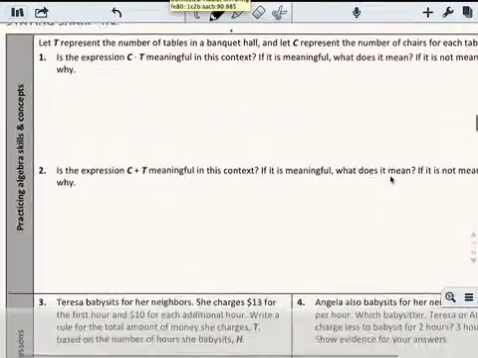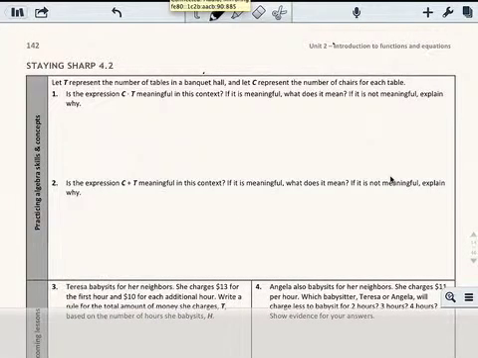Okay, let's look at our staying sharp. Let T represent the number of tables in a banquet hall. Oh man, we love these tables in a banquet hall. And let C represent the number of chairs for each table. Is the expression C times T meaningful in this context? If it is meaningful, what does it mean? If it is not meaningful, explain why.